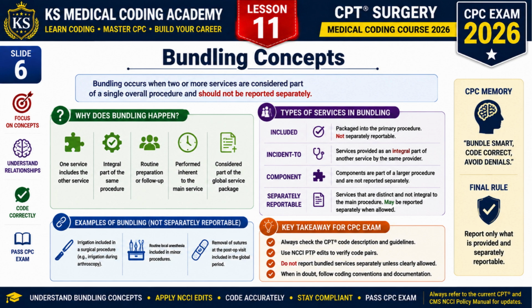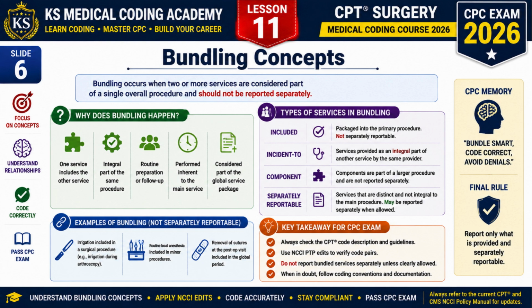CMS explains that NCCI PTP edits often reflect services that are integral to a more comprehensive procedure. Think of it this way: one comprehensive procedure may already include certain component services. Reporting those components separately can result in incorrect coding or inappropriate payment. Examples of services that may commonly be considered integral include surgical approach, wound irrigation, surgical closure, certain anesthesia services, dressings, and other routine components, depending on the procedure and applicable coding rules.